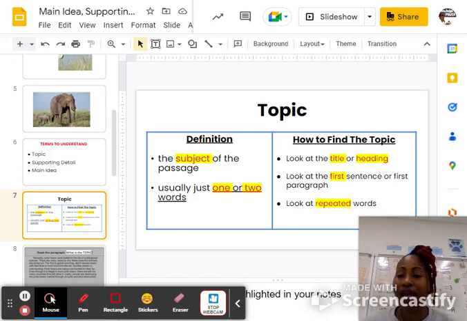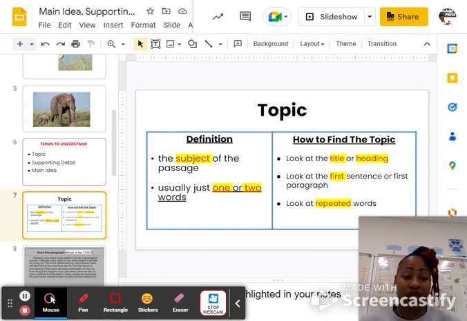So starting at slide 34 in your digital notebook, go to slide 34 in your digital notebook. What is topic? So topic by definition is the subject of the passage. It's the subject of the passage. It's usually just one or two words. That is key. It's one or two words.